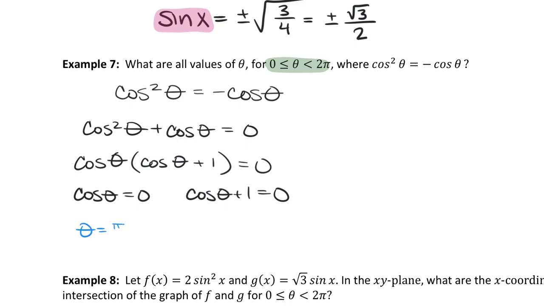Pi over 2 and 3 pi over 2. That's horizontal displacement, so we are not far away from the y-axis at pi over 2 and 3 pi over 2.